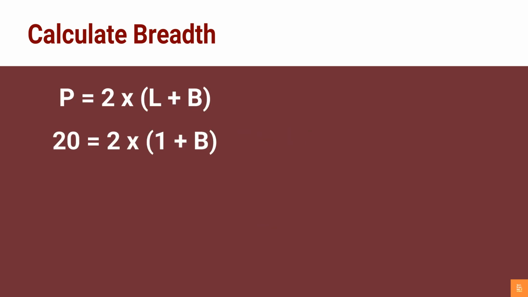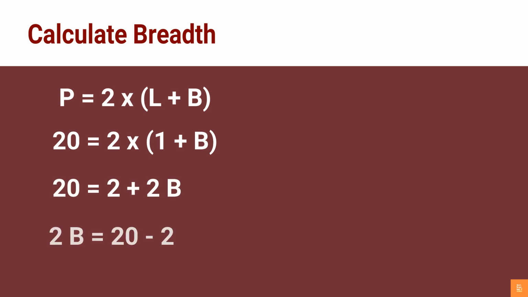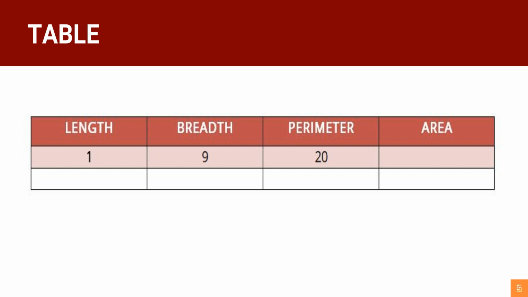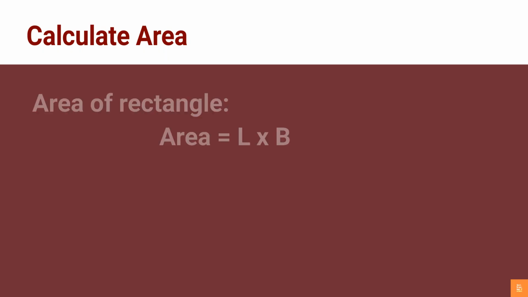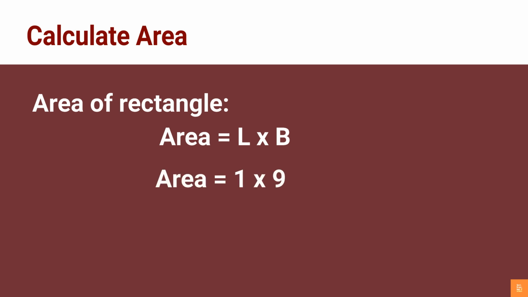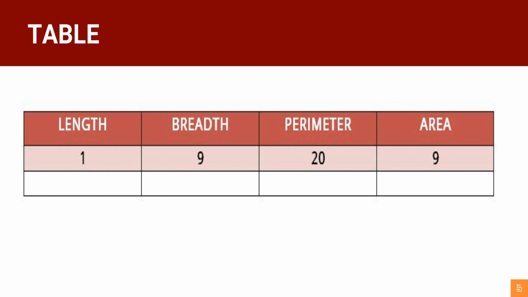20 is equal to 2 into (1 plus B). 20 equals 2 plus 2B. 2B equals 20 minus 2 equals 18. Therefore, B is equal to 9. Write 9 as breadth. Now area equals L into B. Area equals 1 into 9 equals 9 square meter. Enter the value in the areas column.